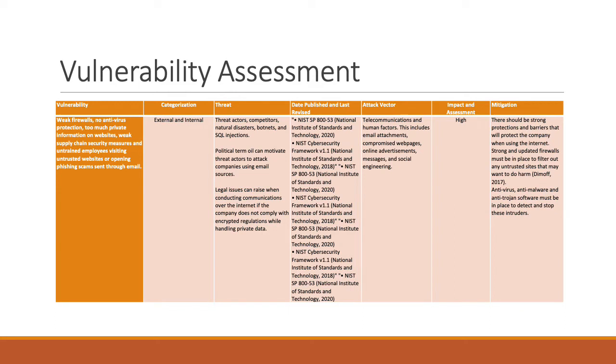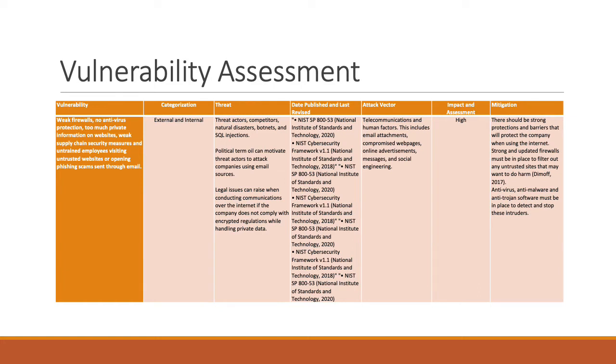to breach into systems. Legal issues can arise when conducting communications over the internet if companies do not comply with encryption regulations. Attack vectors can include telecommunication and human factors. These include email attachments, compromised web pages, online advertisements, emails, and social engineering. Again, the impact of this can be high since it could happen so often, as well as if a successful breach does occur, then it would affect multiple systems and not just one.